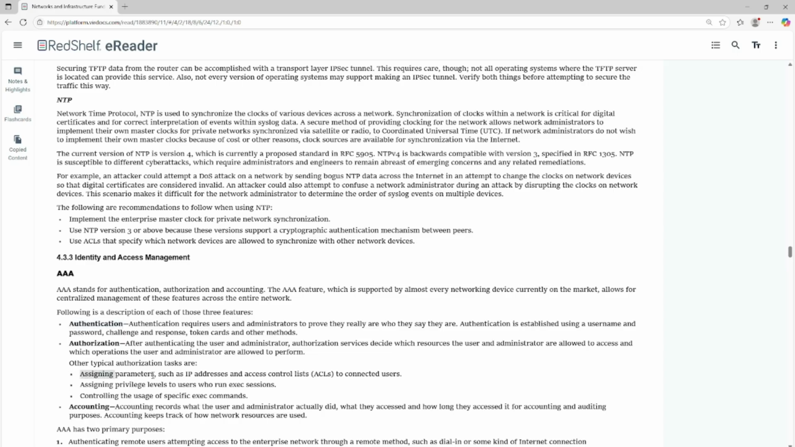Like I said, it's about assigning parameters when it comes to internet or network connectivity, such as IP addresses and access control lists. For instance, it's not all devices that are able to tunnel through certain areas, or not all users whose access is able to grant them access to some remote locations where data is being housed within a corporation.